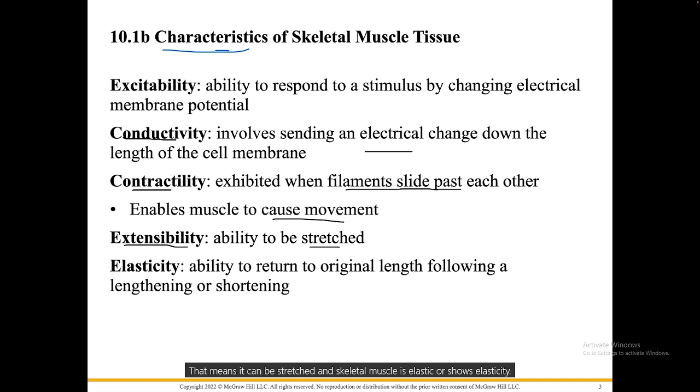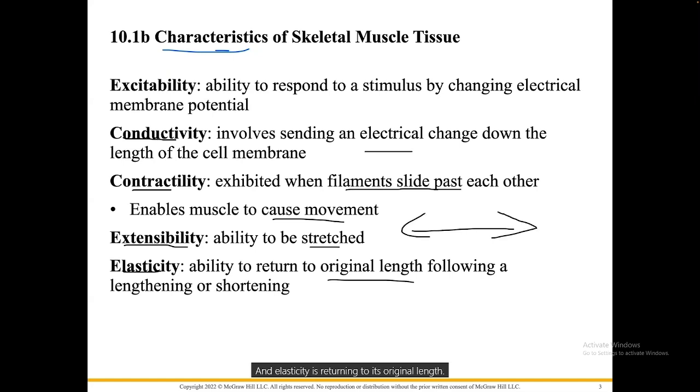And skeletal muscle is elastic or shows elasticity. That means once it's stretched, it returns to its original length. What's the difference between these two words? Extensibility is making it longer, and elasticity is returning to its original length.